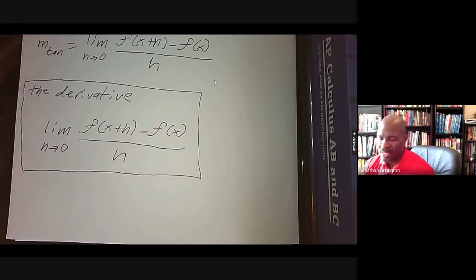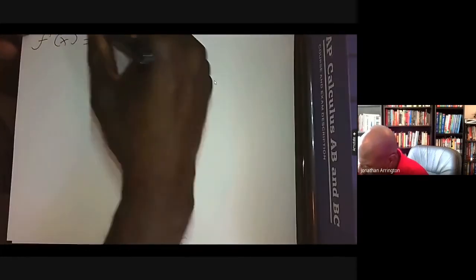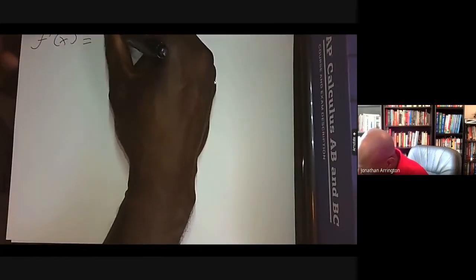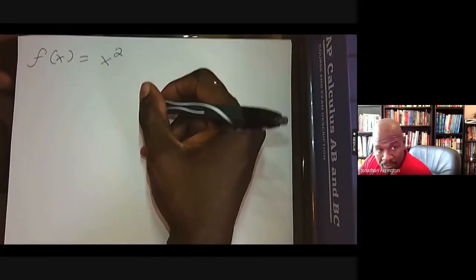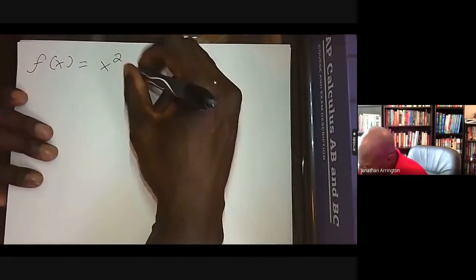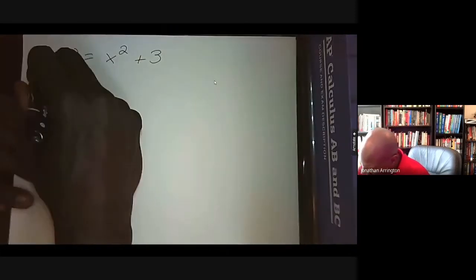So let's just find the derivative for a few functions. Let's say f of x equals x squared. So that's my function. In fact, let's say x squared plus 3. So that's my function. I'm going to find the derivative.